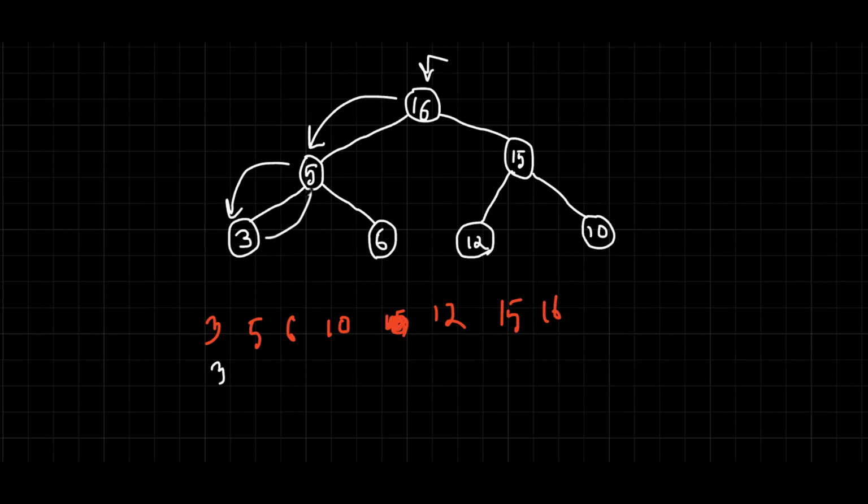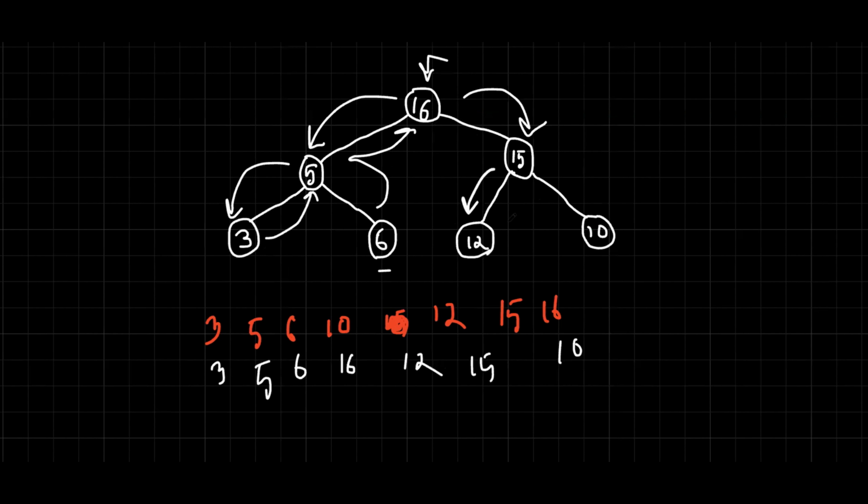Now, from this 3, the call will be in this 5. And now in this 6. Now from this 6, the call will be into this node 16. Now similarly, it will be 12, 15, and 10. Because from 16 it will go to 15, then it will go to 12. From 12 it will go to 15. From 15 it will go to 10.